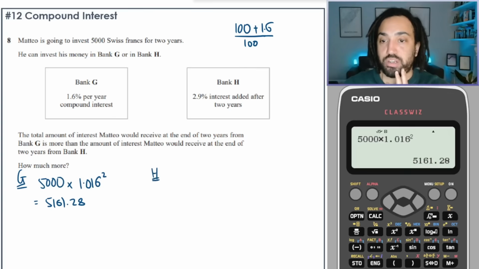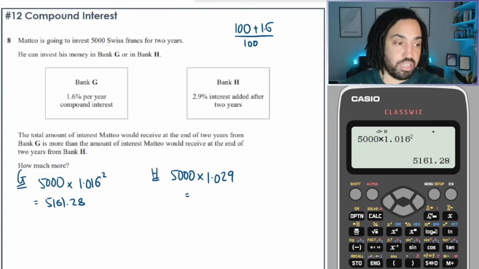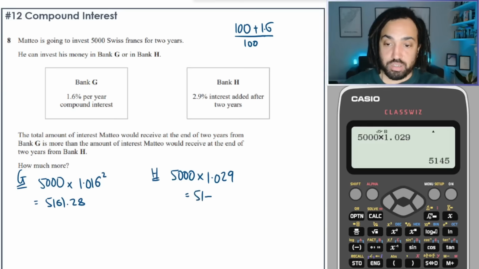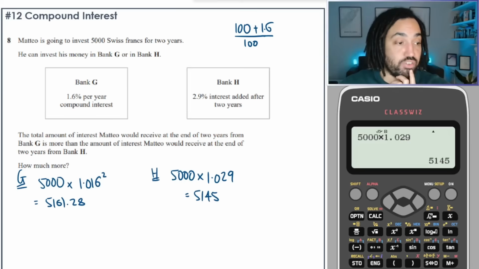Okay, great. And then what is this bank doing over here? H, 2.9% interest added after 2 years. Okay, so that's just doing a single multiplier, which will be 1.029. That's just doing it once because you just get it at the end of the 2 years. So it's not compounded, it's just a single interest payment at the end of 2 years. That is 5145.